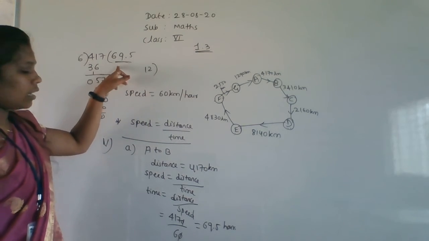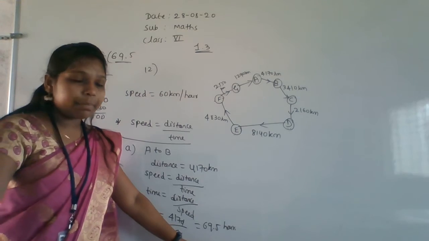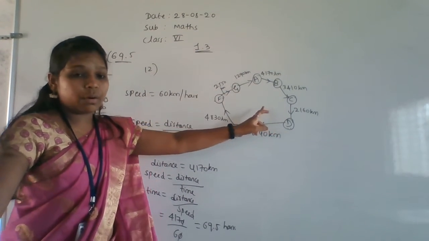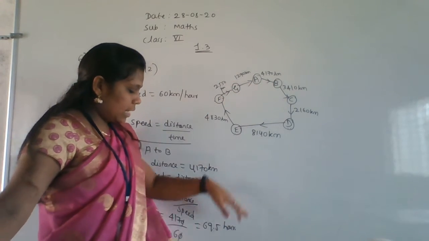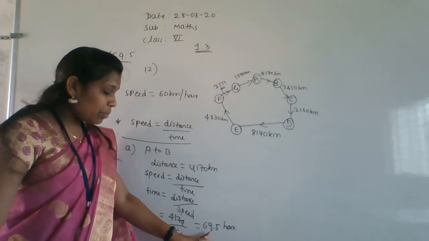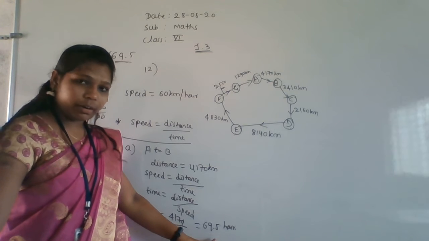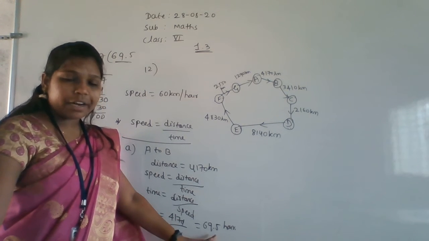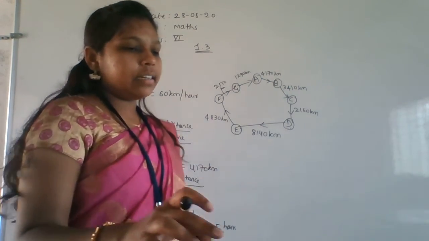So what is the answer here? 69.5. This is the time taken by the bus to reach from A to B. Okay, so the time taken by the bus to reach from A to B is 69.5 hours. That is nothing but 69 hours and half an hour. Here 0.5 is nothing but half an hour.